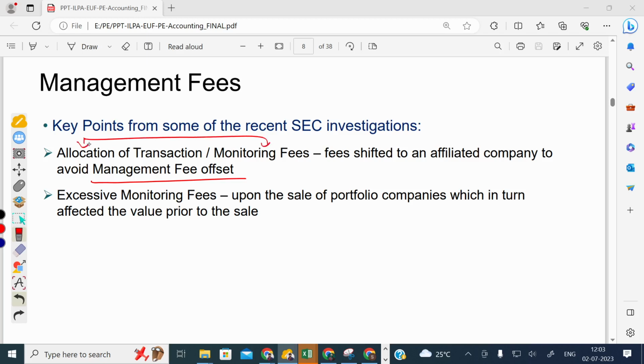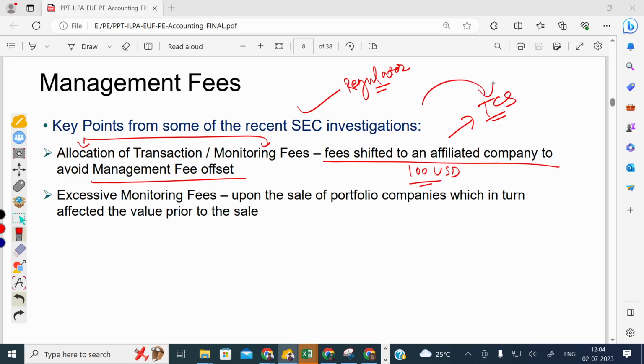We have seen above that we adjust or offset against the management fees, but most of the time the Security Exchange Commission, meaning the regulator, allows fees to be shifted to an affiliated company to avoid the management fee offset. Affiliated company means what exactly? Let's say I'm investing in TCS. I'm a manager. So I can shift, let's say, 100 dollars, which is a required investment cost.